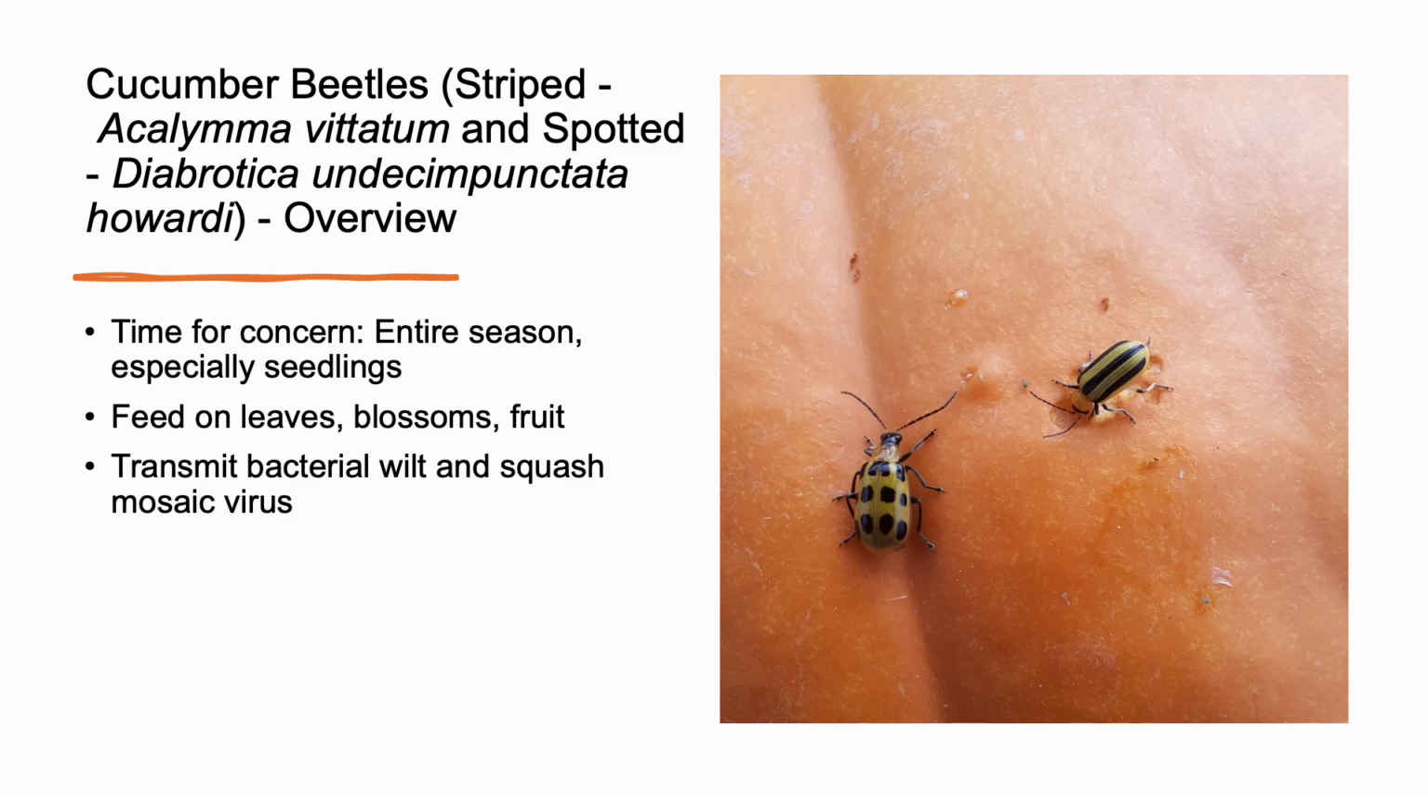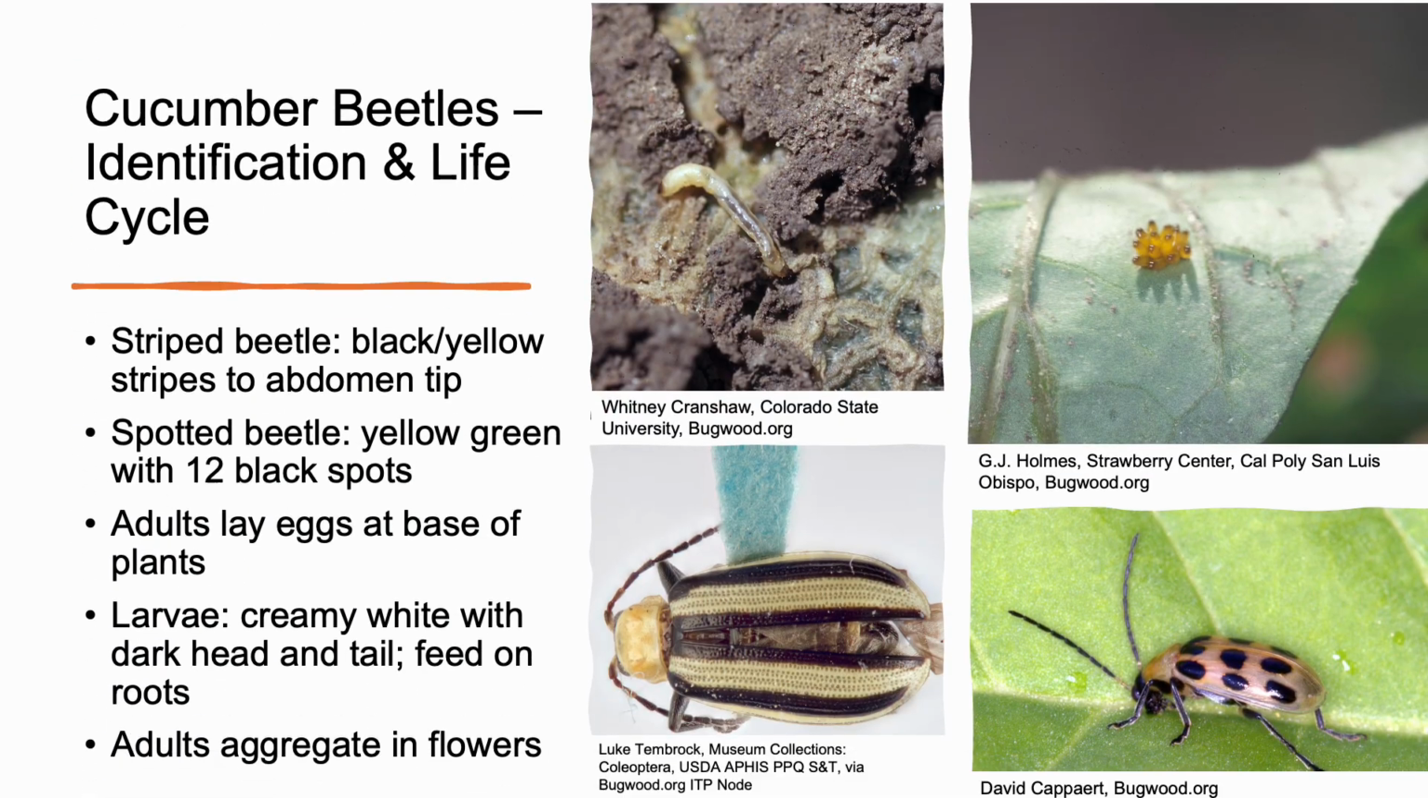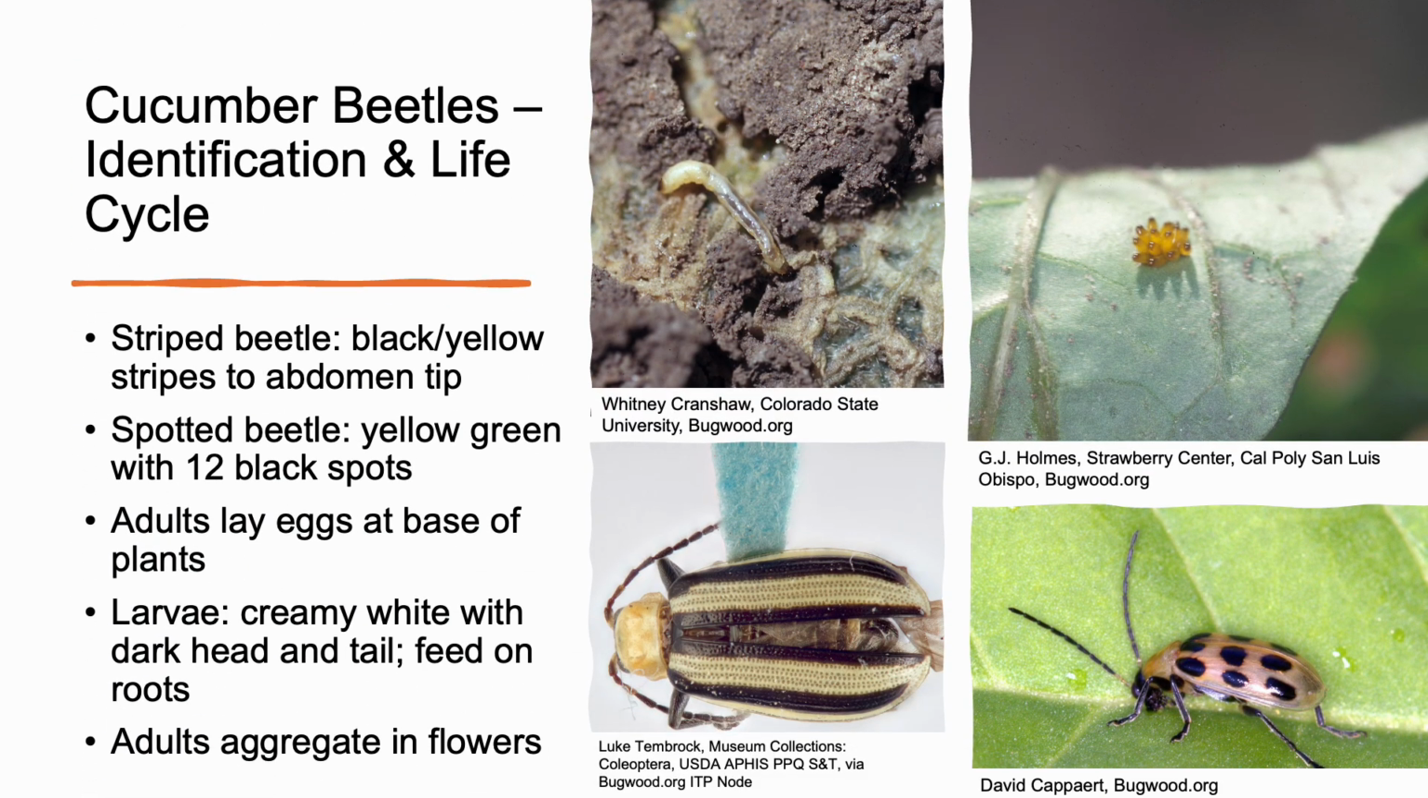On the image on the screen now, the left beetle is a spotted cucumber beetle, while the right beetle is the striped cucumber beetle. The striped cucumber beetle has black and yellow stripes that run the full length of the abdomen. This can be seen in the bottom left image. The spotted cucumber beetle is yellow-green with 12 distinct black spots on its abdomen. This can be seen on the bottom right image.